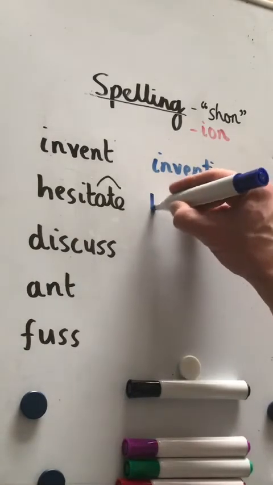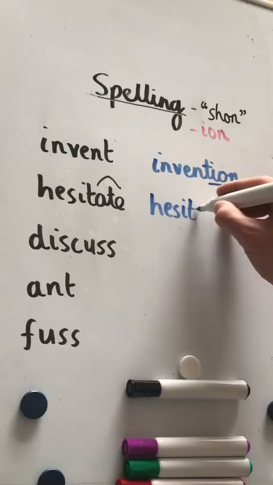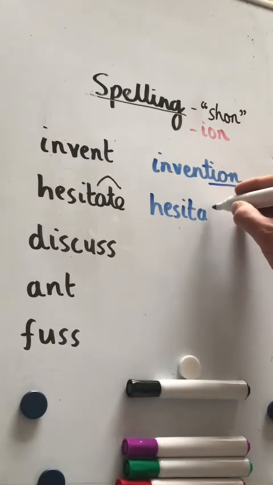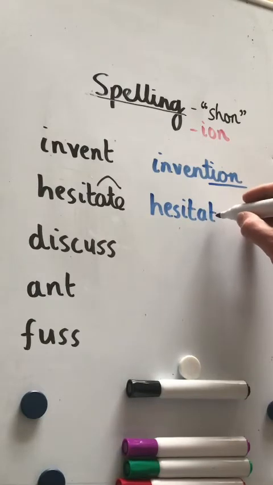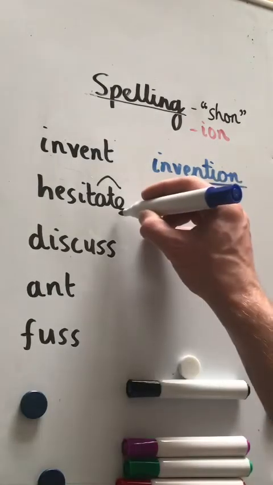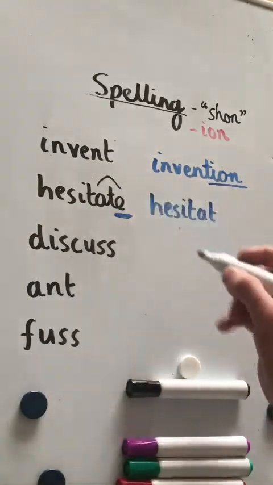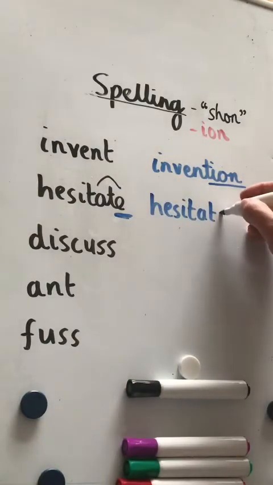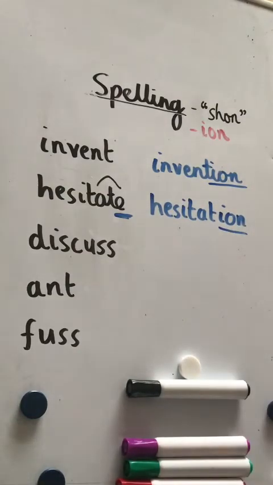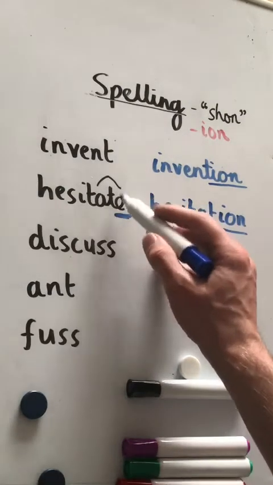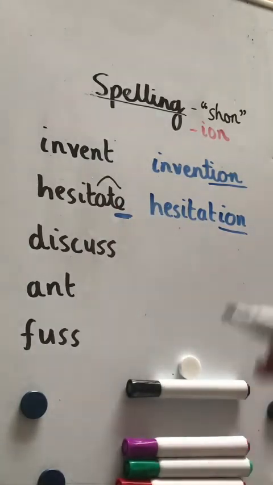Hesitate. Now, I actually am going to hesitate on this one because something that you need to do for this one is you need to leave out that E of the split digraph. So if I leave that out, all I need to do is add the I-O-N on the end. Okay, so if it's a split digraph, take out the E and then add your I-O-N on the end.